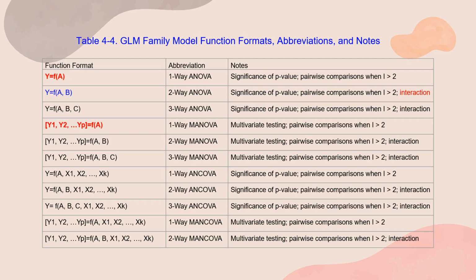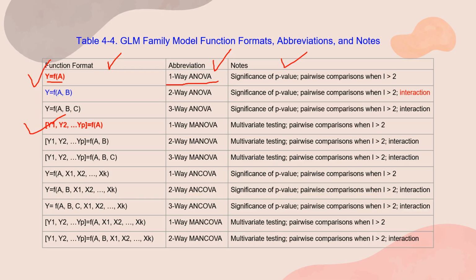That's table 4.3. And move to table 4.4, called the GLM family model function. So that formats abbreviation and the notes. Normally in SPSS, the red color will be the crucial one. For example, y equals A is called a one-way ANOVA. So they only have one dependent variable and one factor.